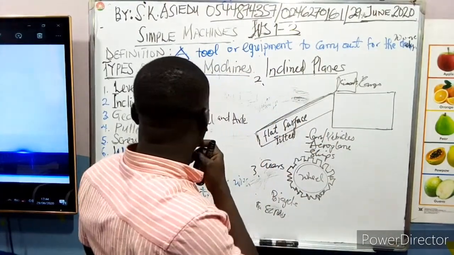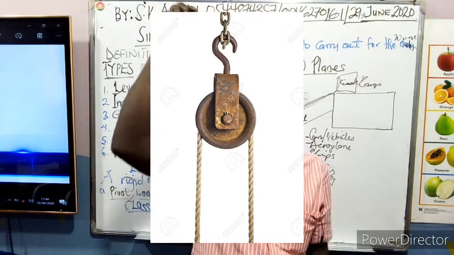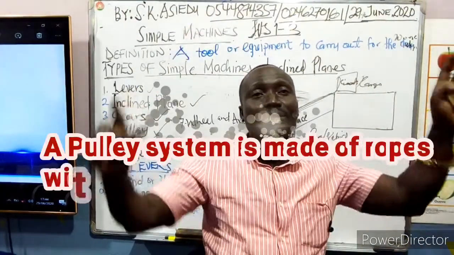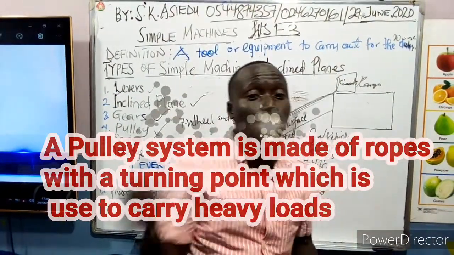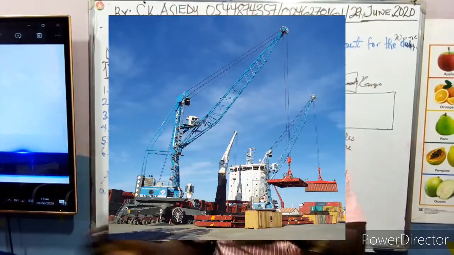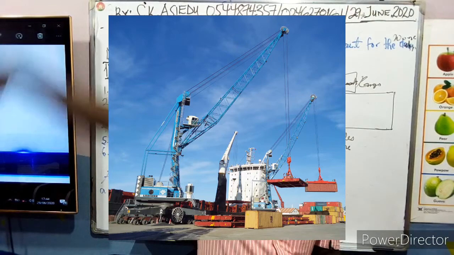And then we'll talk about the pulleys, which are used in carrying heavy loads. The pulley system is made of ropes and then a turning point on a wheel, which is used to carry heavy loads. Normally you see this at the harbors and other places where heavy loads must be carried from a lower level to a higher level.